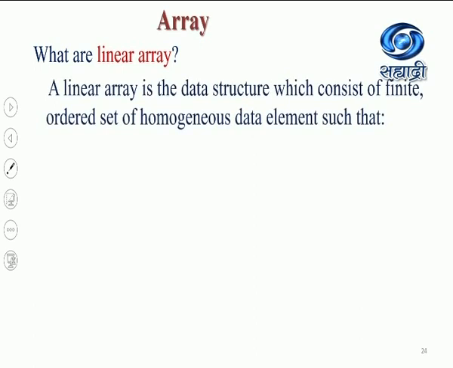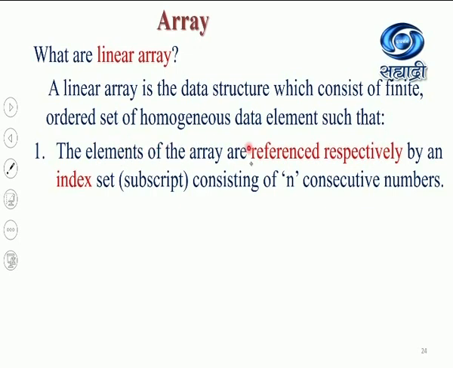Next, the first data structure we are going to learn is the array. So the definition of an array: what is a linear array? A linear array is a data structure which consists of a finite ordered set of homogeneous data elements such that the elements of the array are referenced respectively by an index set, called the subscript, consisting of n consecutive numbers. The first important point is that an array stores homogeneous data.